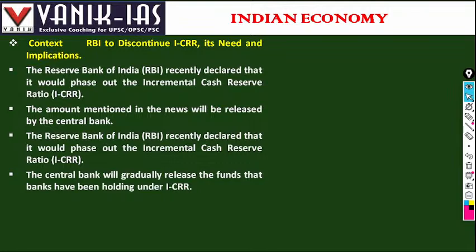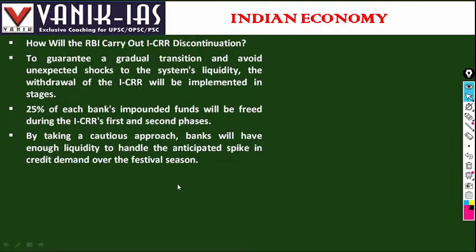The RBI recently declared that it would pay out the incremental cash reserve ratio. The Reserve Bank of India recently declared that the central bank will gradually release the funds that banks have been holding under the incremental cash reserve ratio. How will the RBI carry out the ICRR discontinuation? To guarantee a gradual transition and avoid unexpected shock to the system's liquidity.